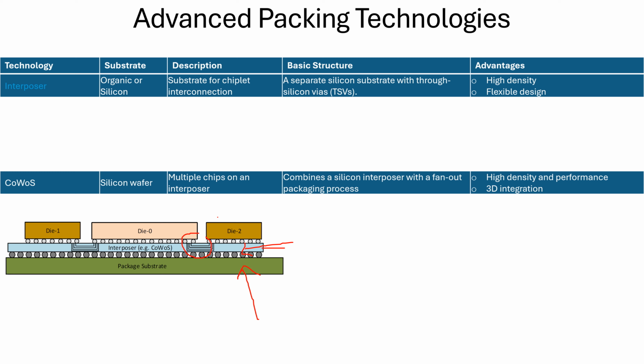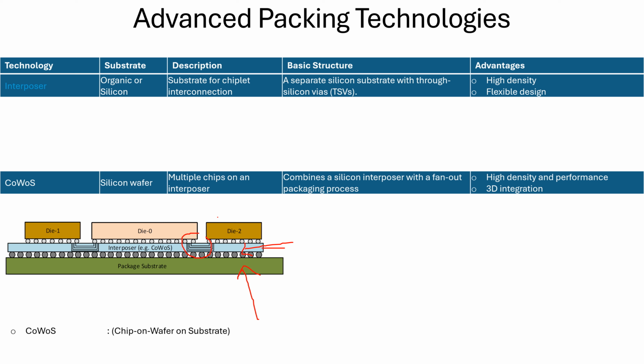CoWoS is again a kind of interposer-based technology. Here the silicon substrate is a silicon wafer, and we call this chip on wafer on substrate. So on an interposer we have multiple chips. Basically the packaging happens on the wafer first, then the individual dies are diced out.